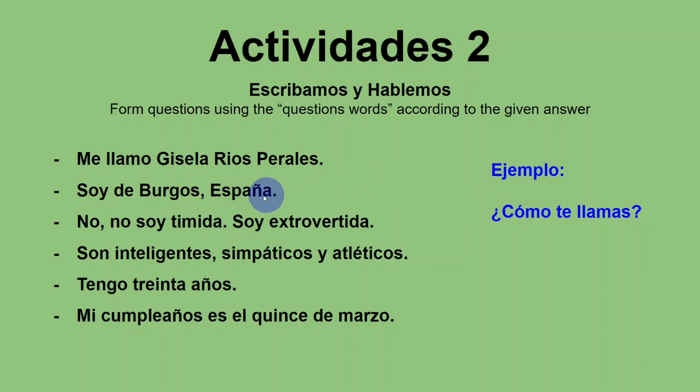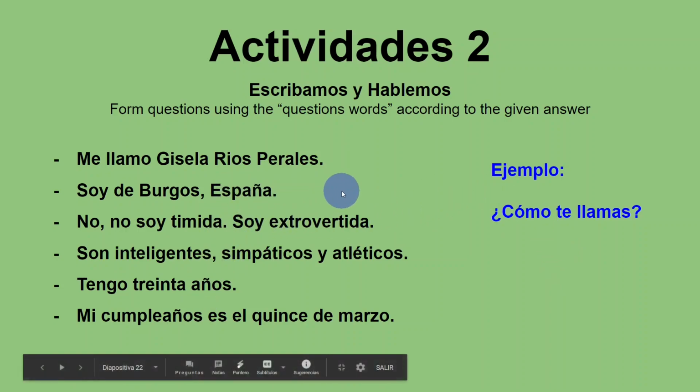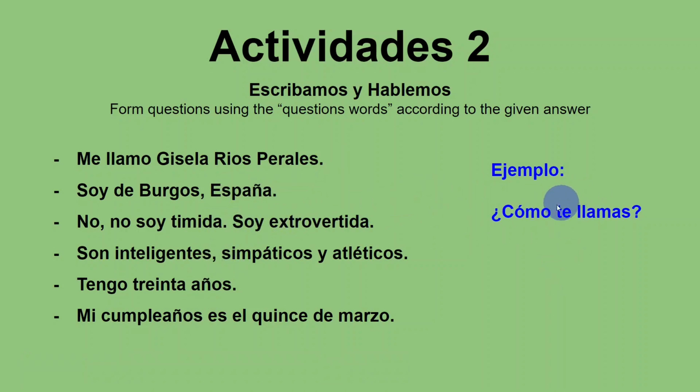Okay, so soy de Burgos, España. In other words, she's saying I am from Burgos, España. So how will you ask that question to someone? How will you ask someone where he or she is from? Okay, so write that question down. And same thing over here and the rest of them. So you're going to be forming questions now. You're working backwards. I love to do these kinds of exercises.